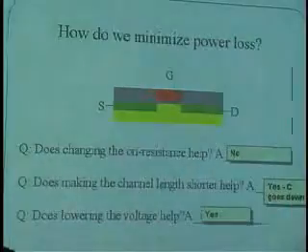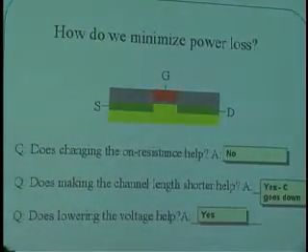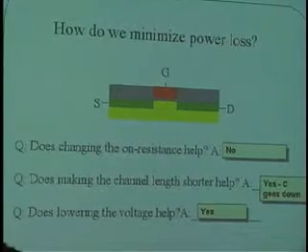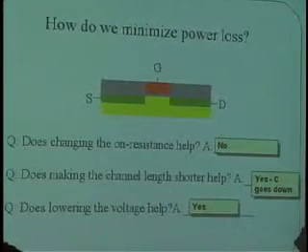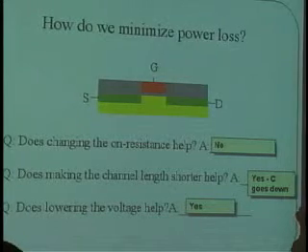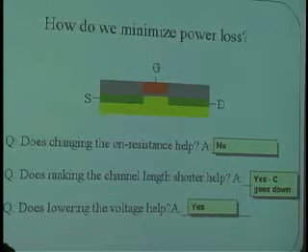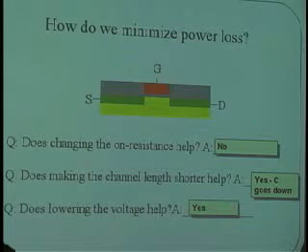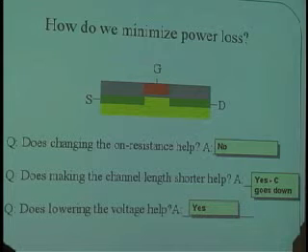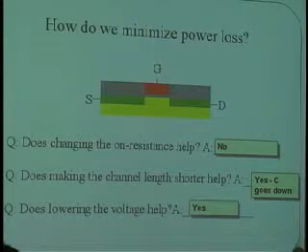Okay. How do we minimize power loss? Does changing the on resistance of these transistors help? The answer is no. Don't get fooled by the fact that a resistor that has more resistance but the same amount of current going through it will dissipate more power. That's not the circuit we're talking about here. We're talking about a circuit where the actual current will change if the resistance changes in such a way that the energy dissipated will be the same.